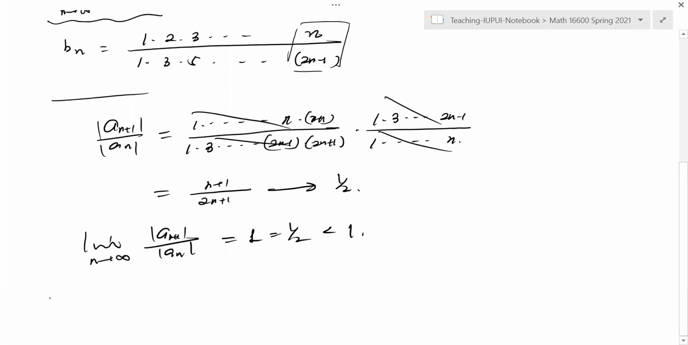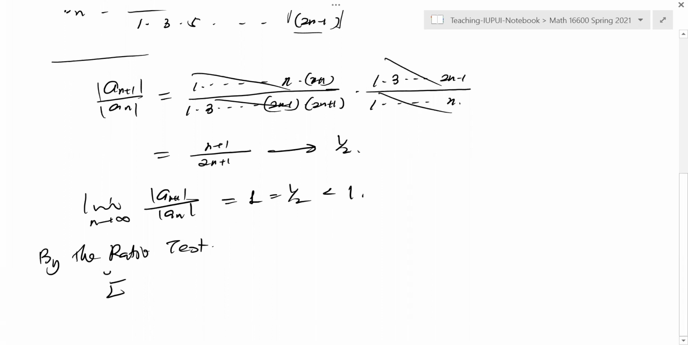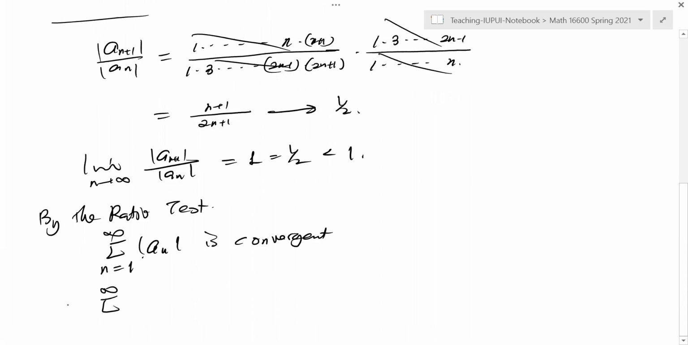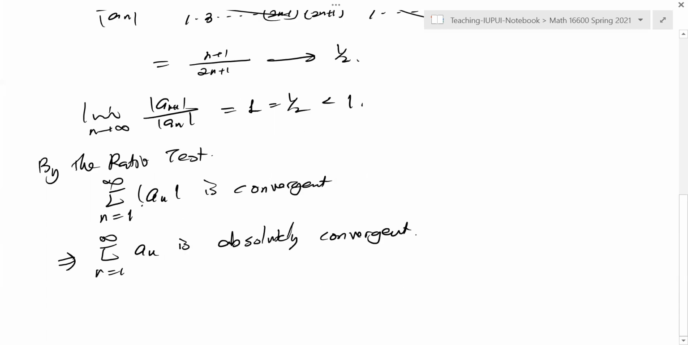Then by the ratio test, this series is convergent. So of course the original series is absolutely convergent. So if you use the ratio test, you even get more information about the series.